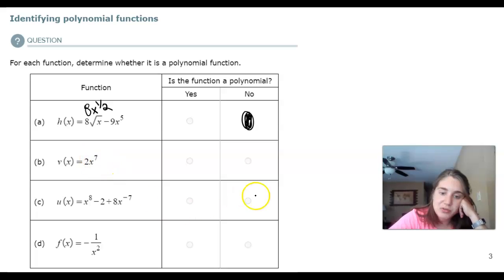7 is a positive whole number, so it would be a yes. 8 is a positive whole number, but negative 7 is not a positive whole number, so it would be no. This looks like it is a positive exponent, but if we were to rewrite it without a fraction, we'd have a negative exponent on the top, so it is also a no.